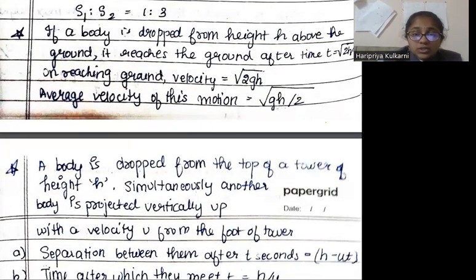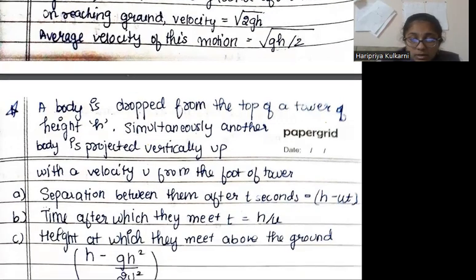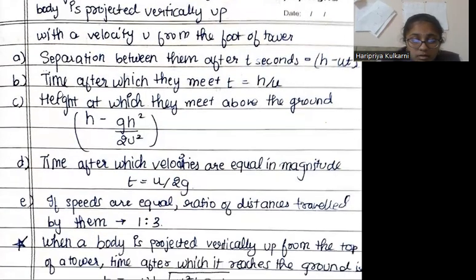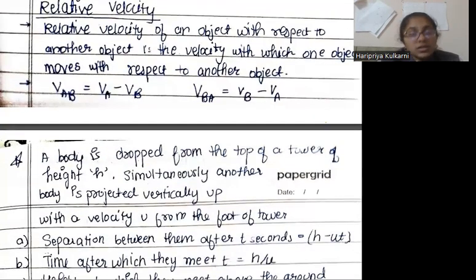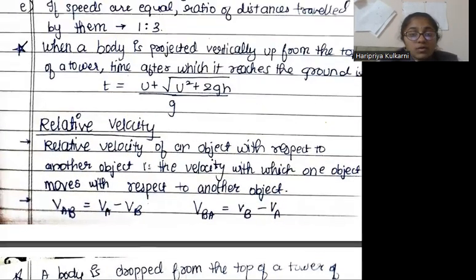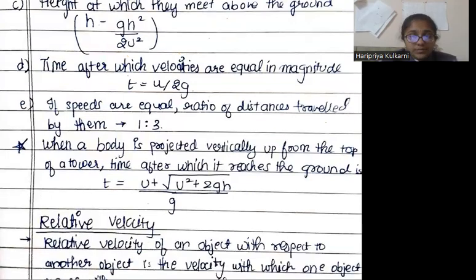Now, if a body is dropped from a height h above the ground, it reaches the ground after time t. Okay, these are also the same extra formulas. Now coming to relative velocity, which is our last topic. Okay, so these all above were the extra formulas which were derived, right?